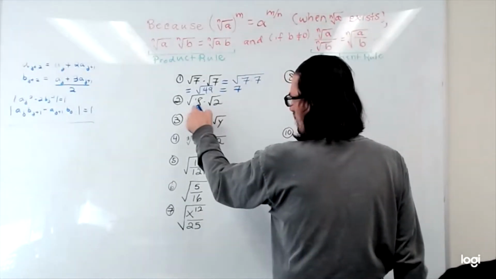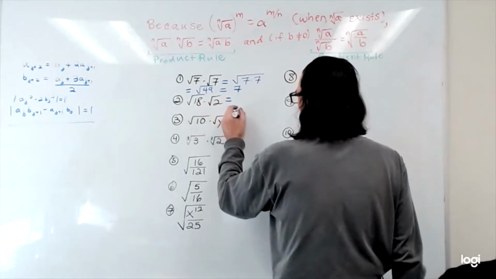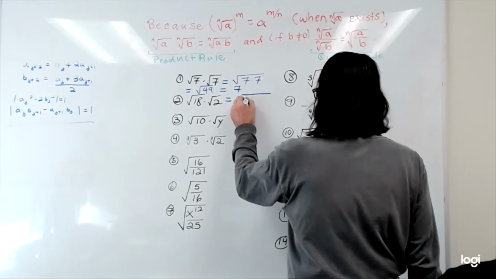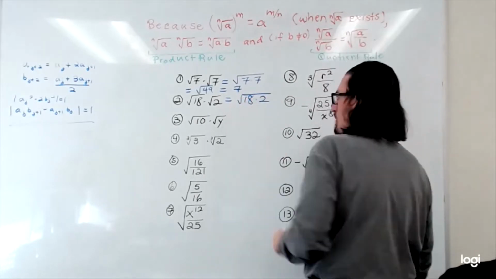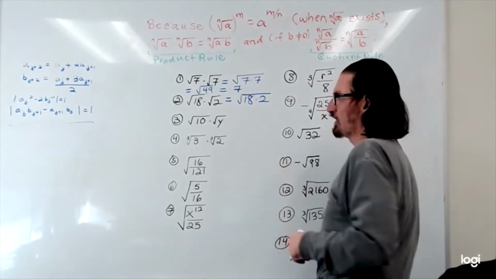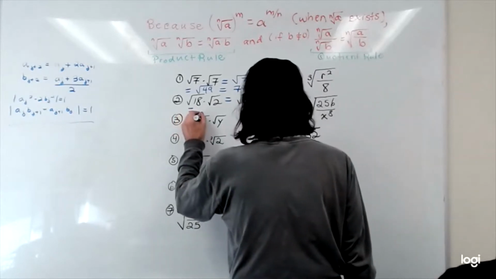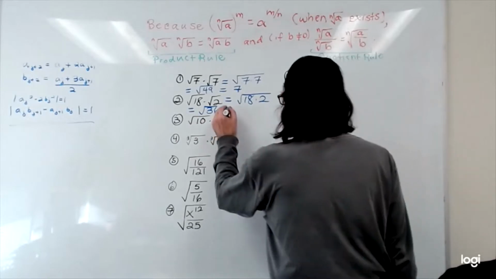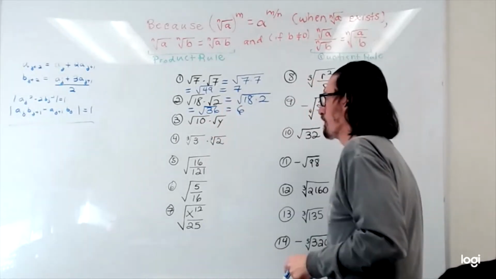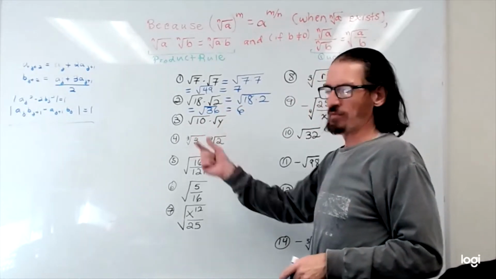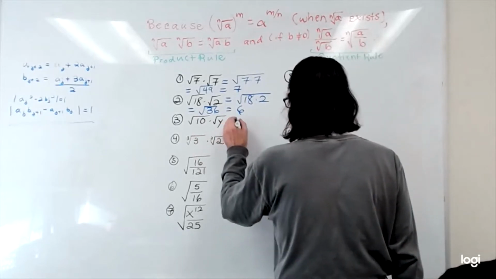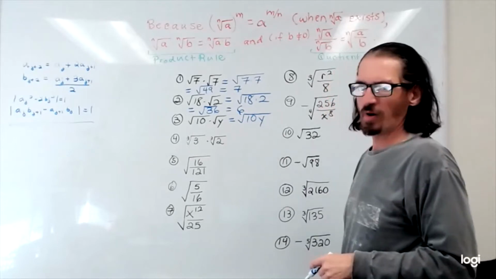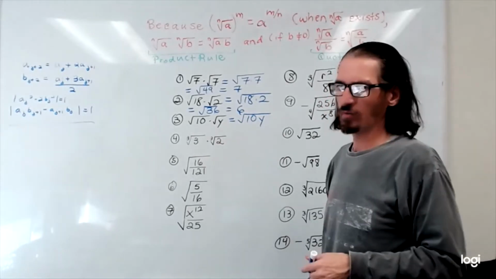Whereas this may not be so obvious what's going to happen. If we take the 18 and the 2 that are underneath the individual square roots, multiply them under a single square root, well, now we're looking at the square root of 36, and that is 6. Even if we have a variable, we can still apply the product rule. Multiply the 10 and the y underneath the single square root.